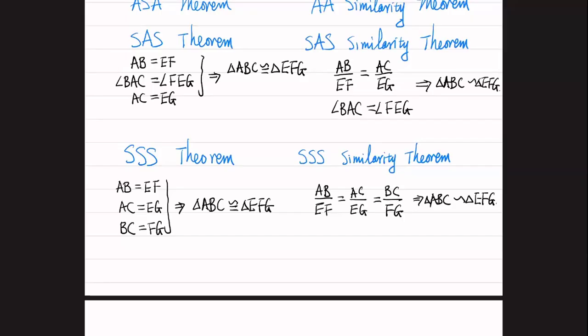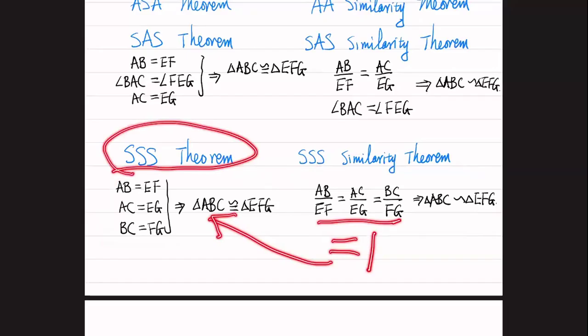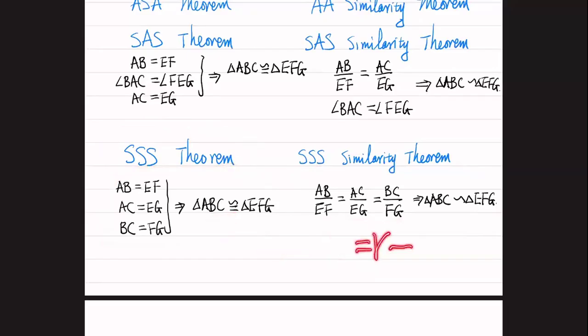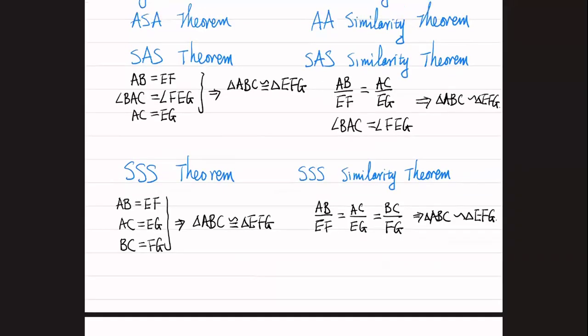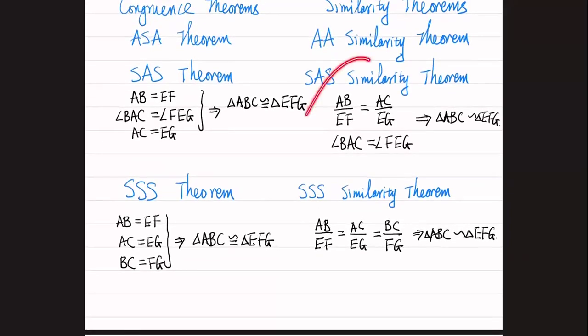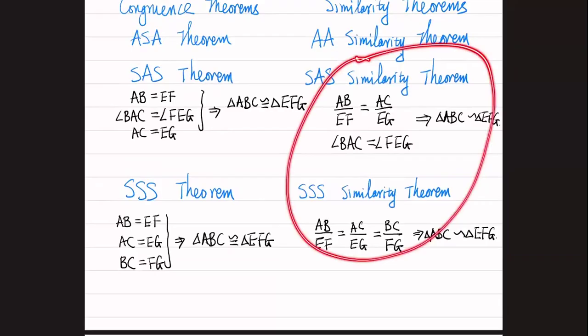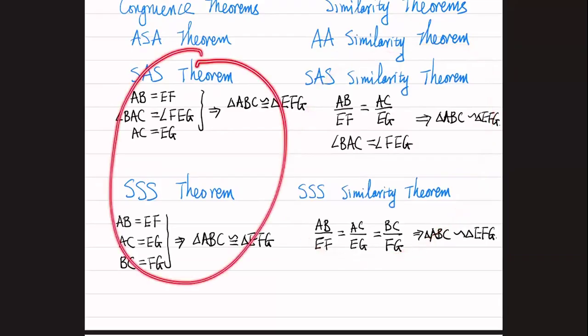Okay. Again, I put them side by side for easy comparison. If the ratio is 1, we go back to the congruence theorem. For general ratios, we have the similarity theorem. And so how to prove this similarity theorem? We will use the congruence theorem and combine it with the intercept theorem.